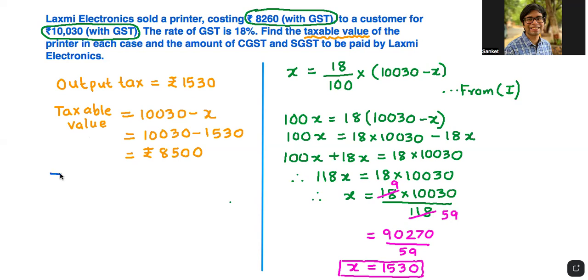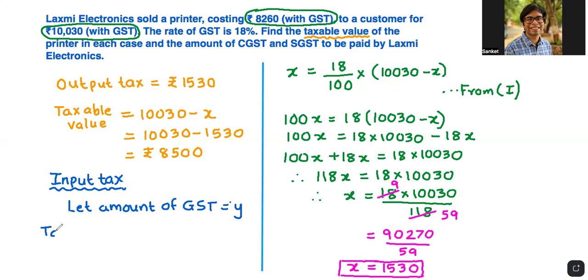Now I need to find the input tax. To find the input tax, I'll say let amount of GST be equal to Y. I know total value is equal to taxable value plus amount of GST.